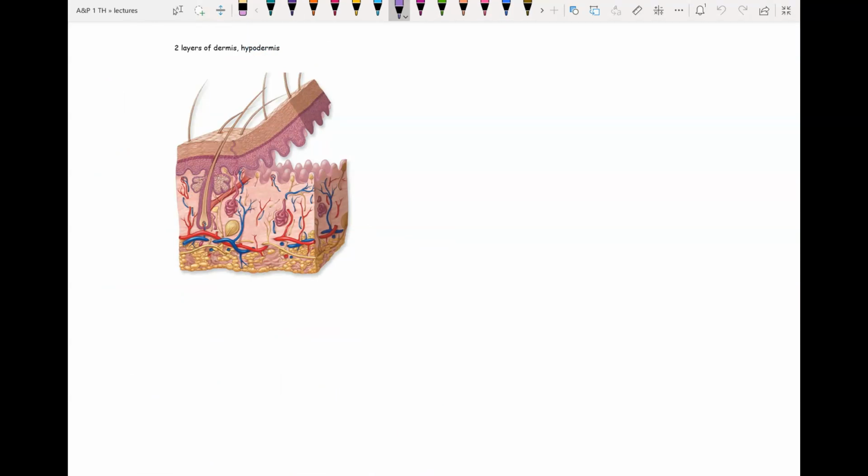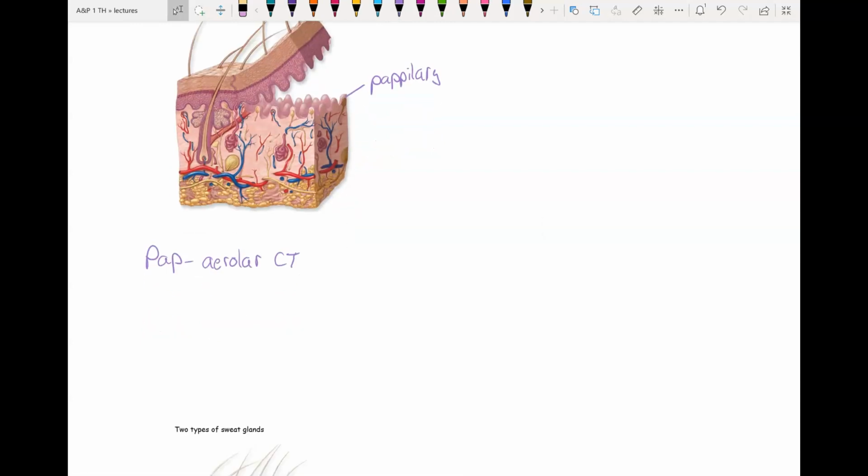Now we can look in more detail at the dermis. So the dermis has two layers. Up here where you have all these bumps is the papillary layer. The papillary layer of dermis, remember, is made of areolar connective tissue. And this tissue is like the glue of the body. Anywhere you see in the body where you have areolar connective tissue, think of binding. It's always going to bind. So this is what binds the epidermis to the dermis.